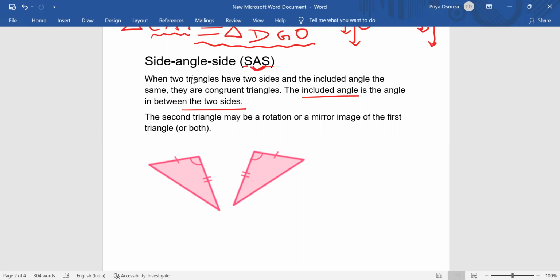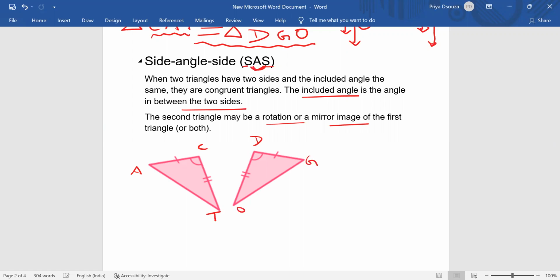Now, the second triangle may be a rotation or a mirror image of the first. In another case, it could also be the flipped over version, or both. So the same thing here. Yeah, you can just name them. Yes. So CAT and DOG.